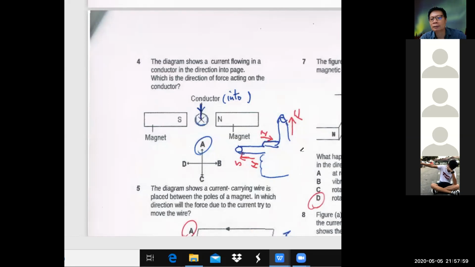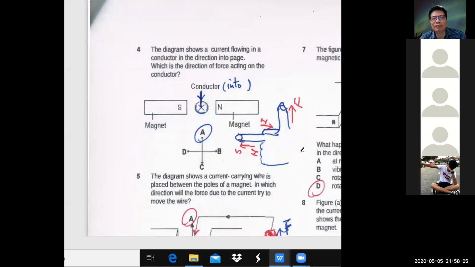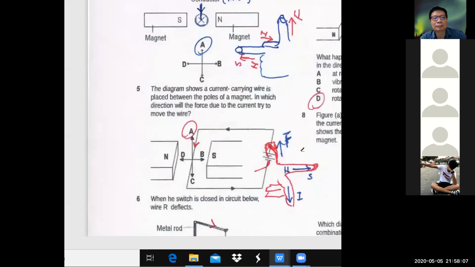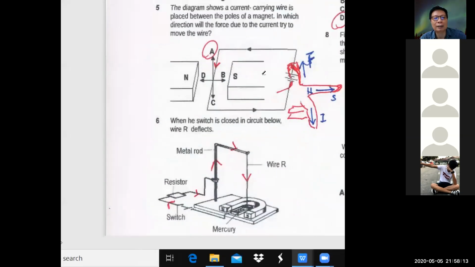Okay? Very technical. You must practice a lot. Okay, number 5. Another question I see. And you need to use your hand a lot. You see, this chapter is very technical. Why the answer A? You see my hand?